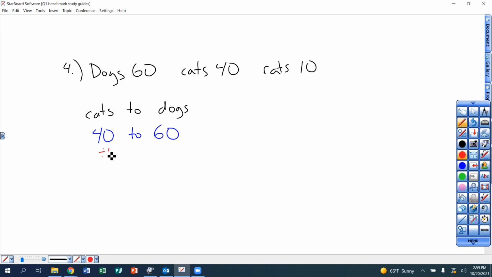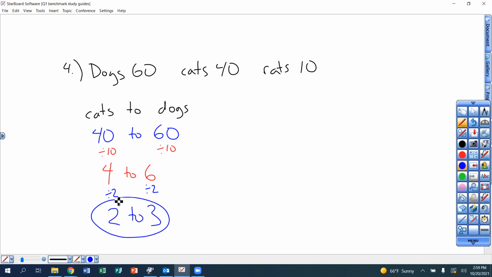On these ones, always start by dividing by 10. See where that takes you. 4, 2, 6. This one needs to be divided even more. Now I'm going to whittle it down and divide by 2. And that gives me 2, 2, 3. That is the final reduced ratio cats to dogs.